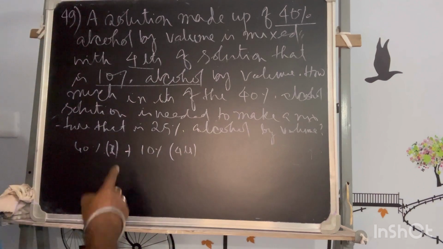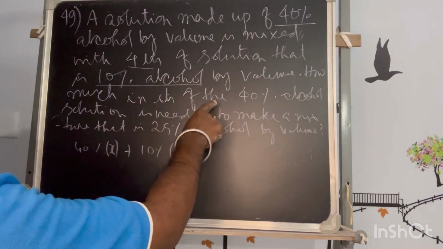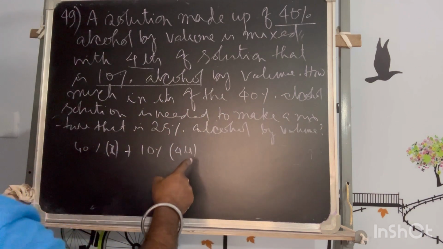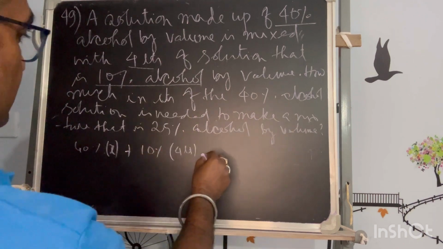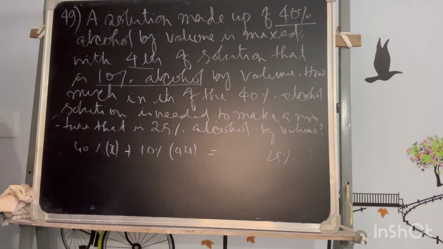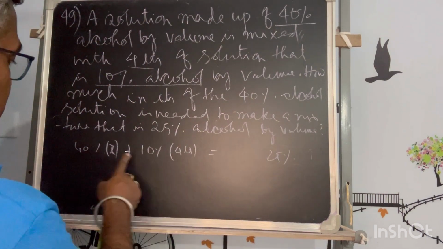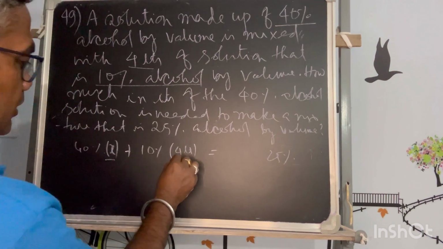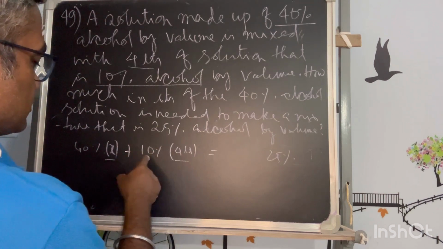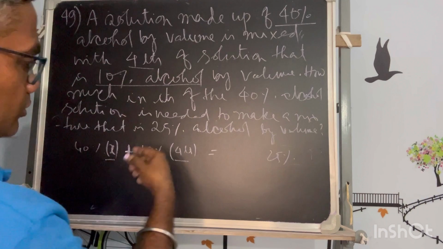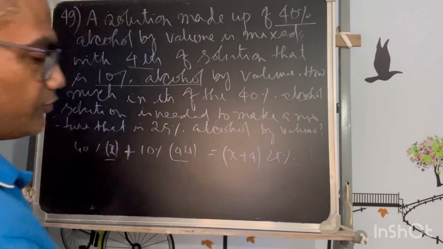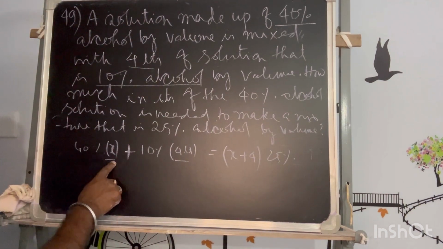Okay. So now, how much of the 40% alcohol solution is needed to make a mixture so that when we complete this, we will get a 25% alcohol solution. So this is 4 liters, this is X liters. If I assume 40% alcohol is there, and in the 4 liters of solution, 10% alcohol is there. So the total volume physically is how much? X plus 4. That will not vary because that is physical. But the only thing is that the percentage we don't know.